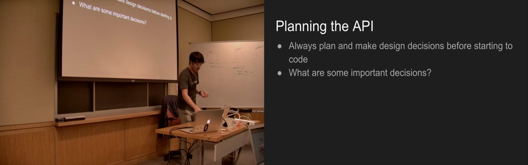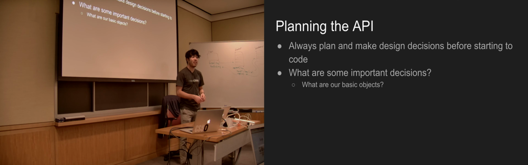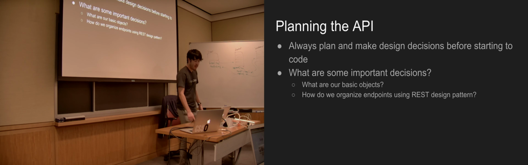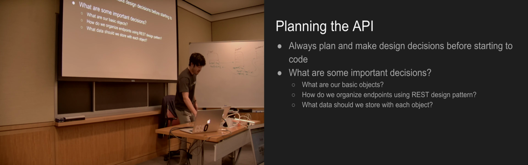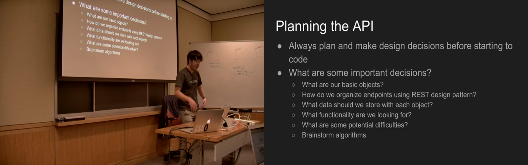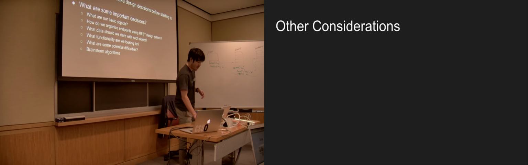What kinds of objects should we use? What are the relationships between them? How do we organize everything? What data should we use? What functionality are we looking for? What are some difficulties? And then that's when we hit the whiteboard and we figured out exactly what we were going to do. Other considerations, keep looking forward.